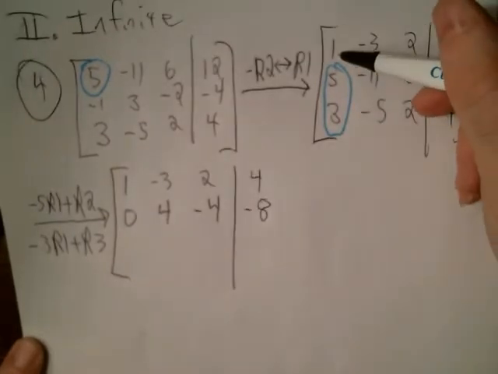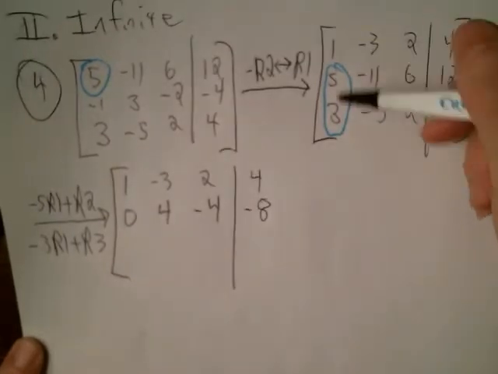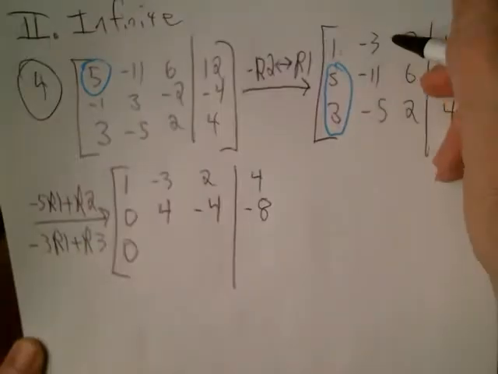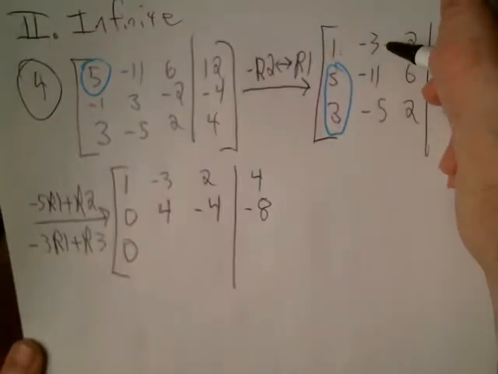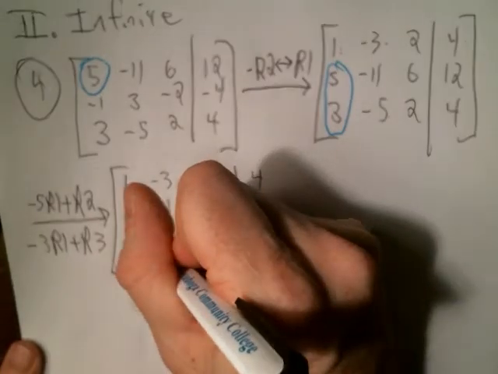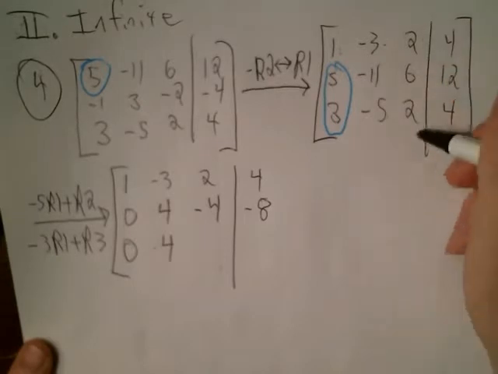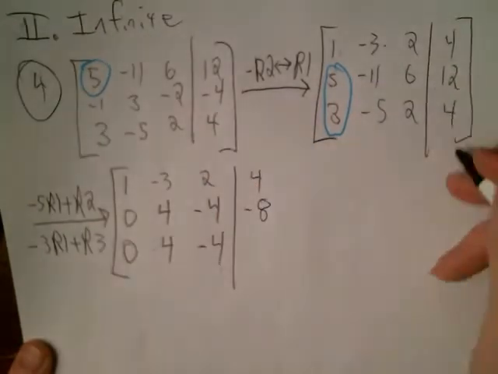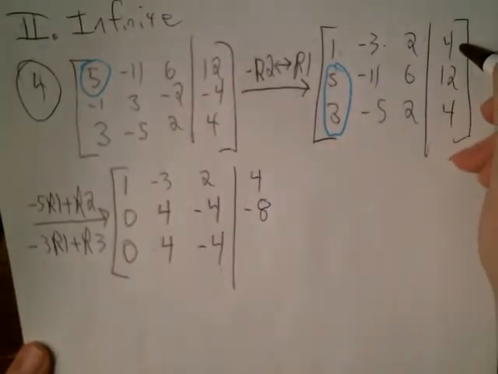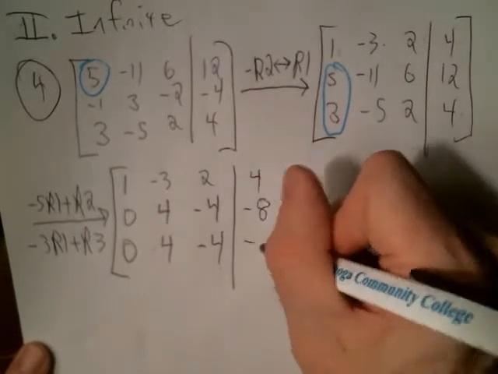Keep going. -3 times 1 is -3, plus 3 is 0. -3 times -3 is 9, plus -5 is 4. -3 times 2 is -6, plus 2 is -4. -3 times 4 is -12, plus 4 is -8.